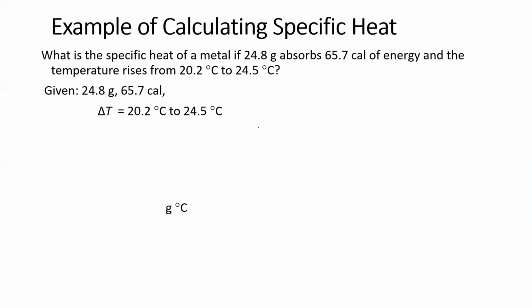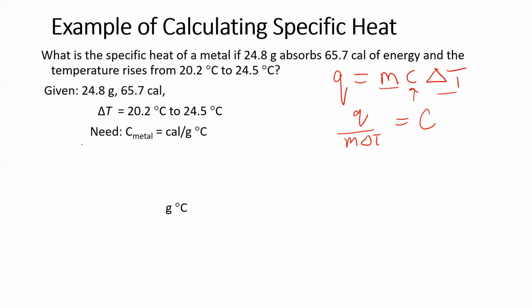What is the specific heat of a metal if 24.8 grams absorbs 65.7 calories of energy and the temperature rises from 20.2 to 24.5 degrees Celsius? So remember, Q equals mcΔT. So you can directly plug everything into this equation and then solve for the c, or you can rearrange it. And how can I rearrange it? Divide both sides by mass and delta T, and I get the specific heat is going to equal Q divided by the mass times delta T. And that's what I need right here.